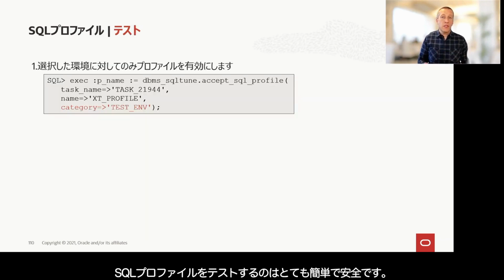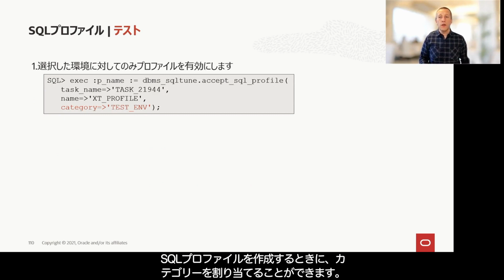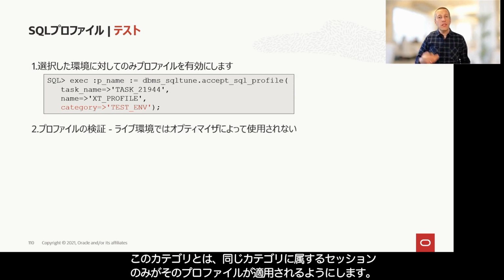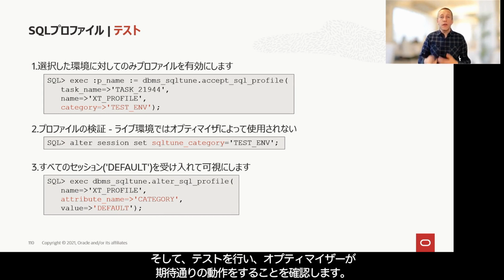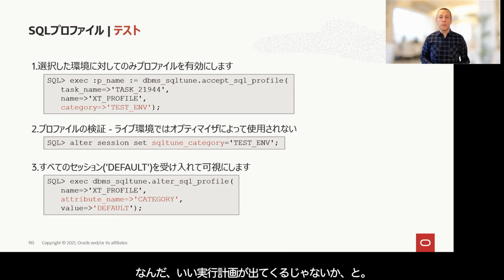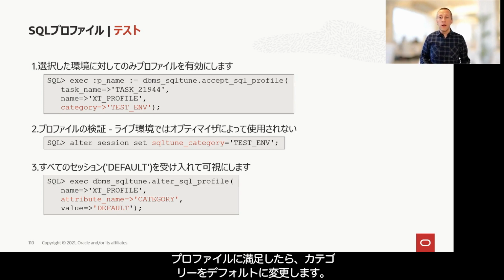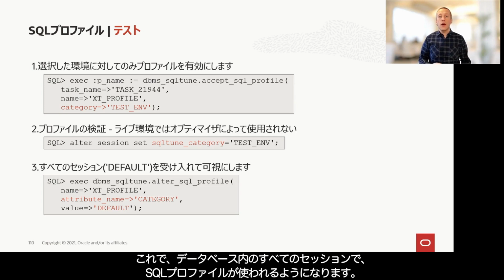It's very easy and very safe to test your SQL profiles. When you create a SQL profile, you can first assign it to a category. This category means that only sessions that belong to that same category will use the profile. So in your test session, you can set the category that you applied to your profile, and then you can do tests to ensure that the optimizer behaves in the way that you expect, that you get a good plan. When you're happy with the profile, you can change the category to default, and now all sessions in the database will use the SQL profile.